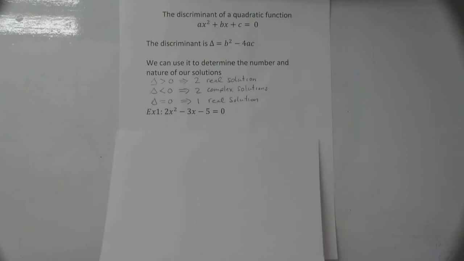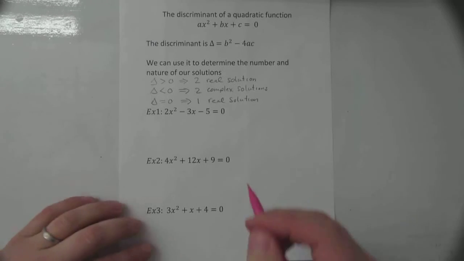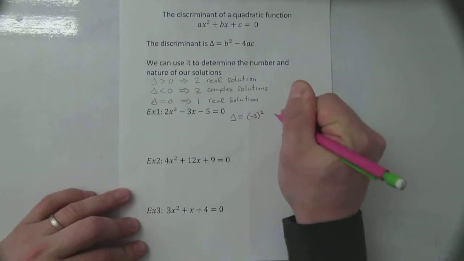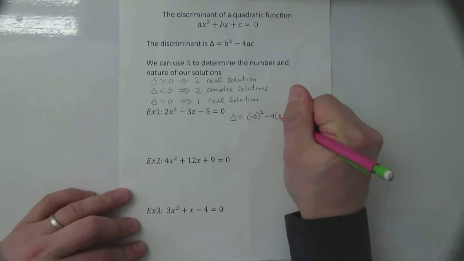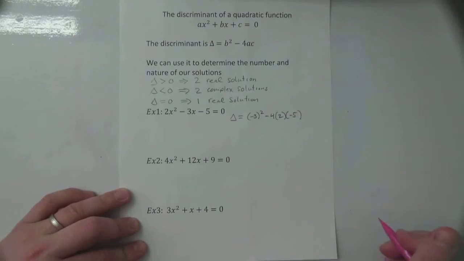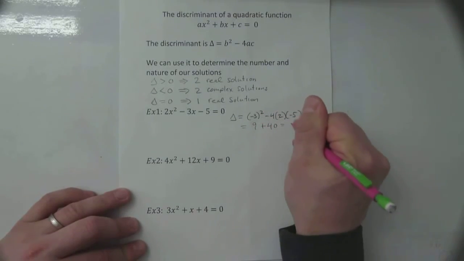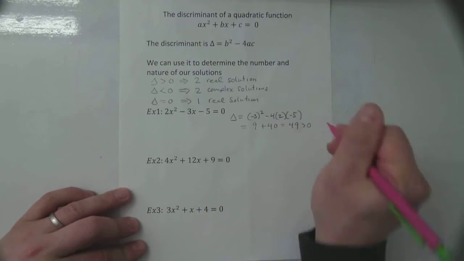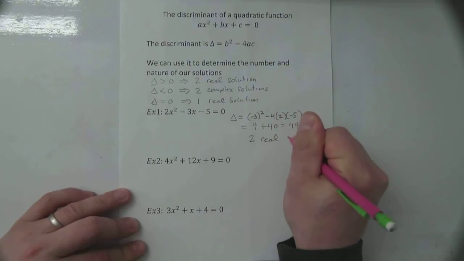So we have 3 examples to go through real quick. And again, all we're going to determine is whether or not our discriminant, our delta, is greater than, less than, or equal to 0. So in example 1, our delta will equal negative 3 squared minus 4 times 2 times negative 5. Evaluating that, we should get 9 plus 40, which is 49. This is greater than 0, and so we have 2 real solutions.